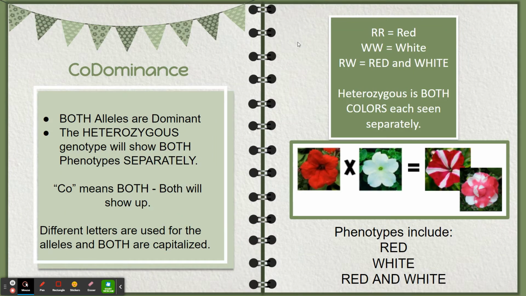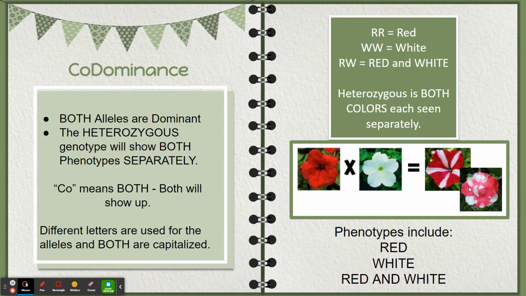Now, the first type of dominance that doesn't follow the laws of Mendel is called codominance. In codominance, both alleles are dominant. So in this cross, we have a red flower and a white flower. But what's different here is that red and white are both dominant. So instead of seeing red in our offspring, we see red and white. Both are dominant, so both show up in the outcome.